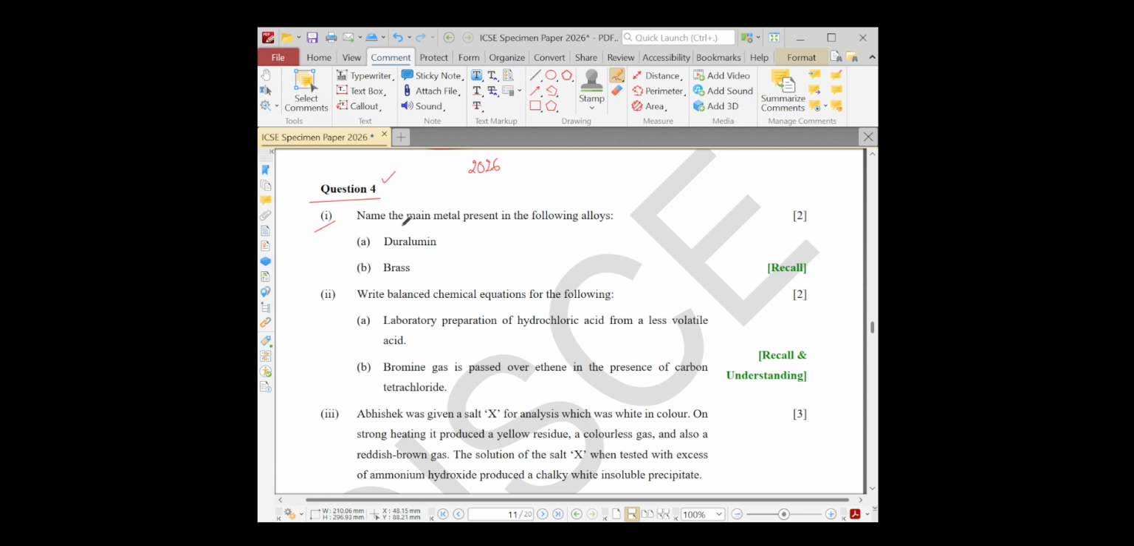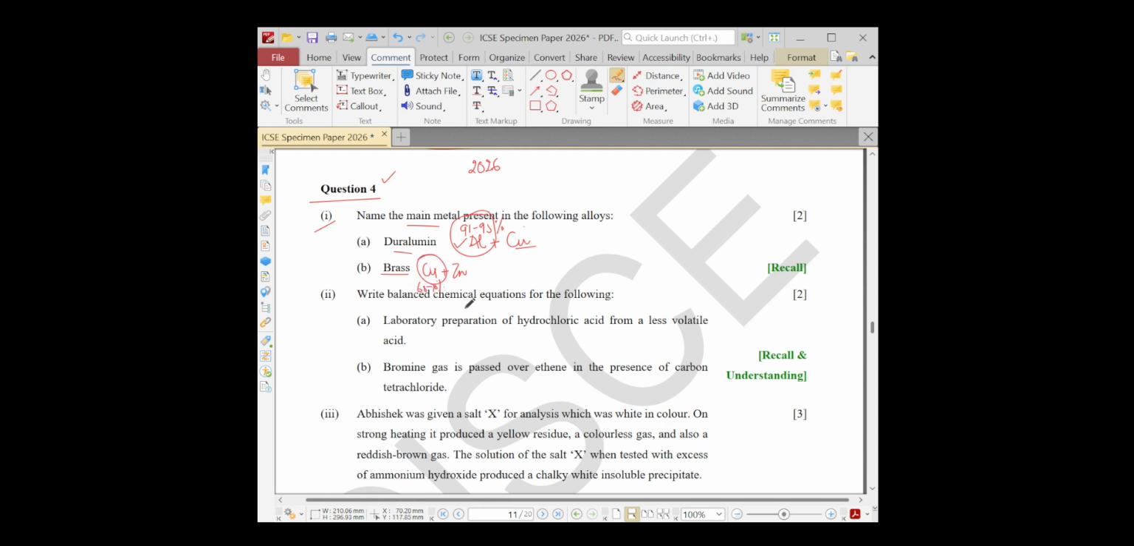Now it says first part, name the main metal that is present in the following. Now the main metal, duralumin, is actually made up of aluminium and copper. Here aluminium is around 91 to 95%. Rest is copper. So main is what? Aluminium. So here your answer should be aluminium. Then we talk about brass. Brass is an alloy of copper and zinc. Copper is almost 60 to 70%, right? The rest is zinc. So here again you have to give the answer copper, right?